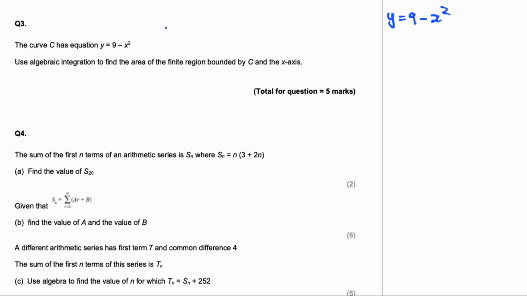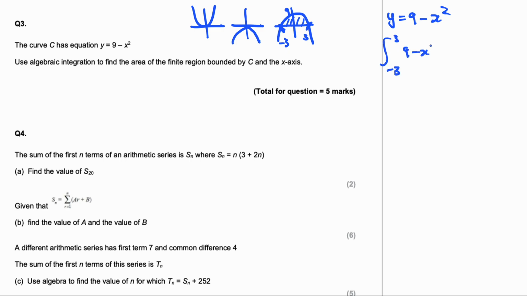So, what does y equals x squared look like? What does y equals minus x squared look like? What does y equals minus x squared plus 9 look like? So we've moved up 9. So what are the points where it's going to meet the axes? Well, they're the values of x that will make this 0. So that's just going to be 3 and minus 3. So to find the region bounded by C and the x-axis, we're integrating between 3 and minus 3.